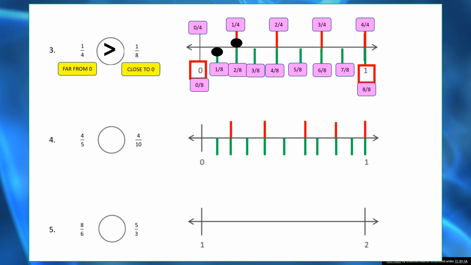And look at number 4. We have fifths and tenths. Tenths are half of fifths. Exactly half. You see that? All right, so I just wanted you to notice that because very soon we'll be talking about equivalent fractions. So just notice that if you were to double a denominator, then you end up with a fraction that's in the same place on a number line.